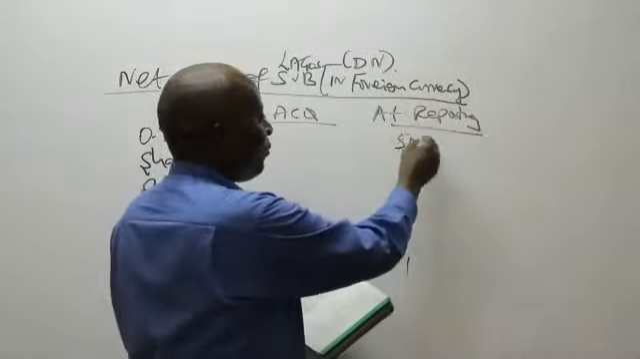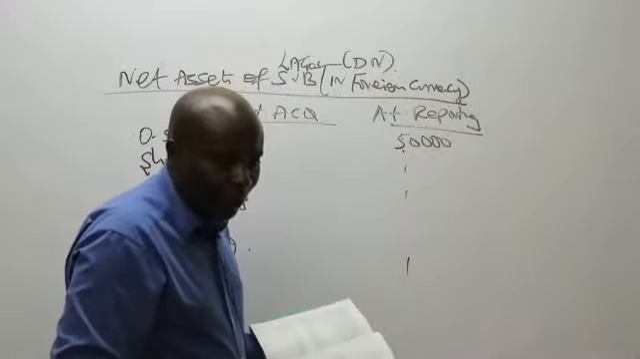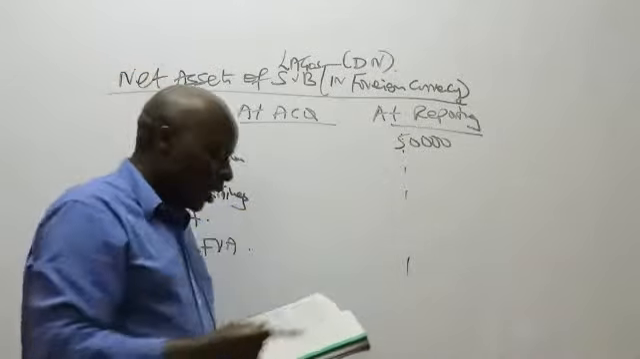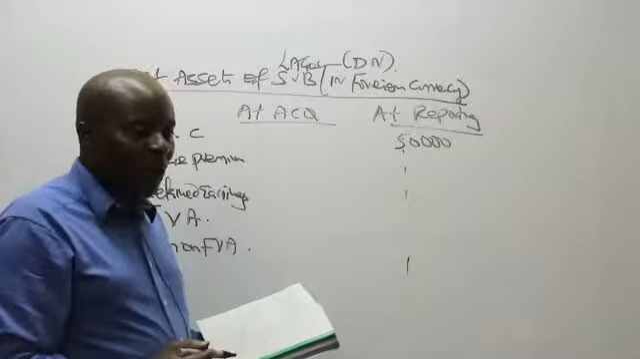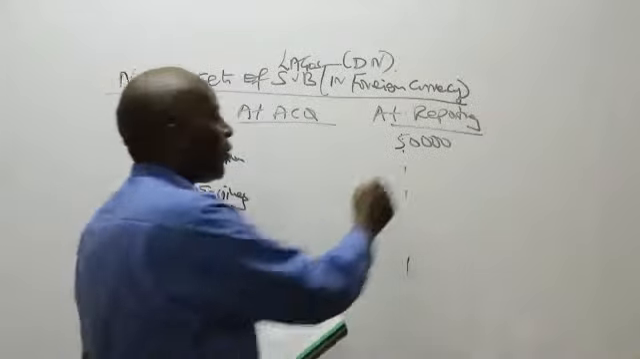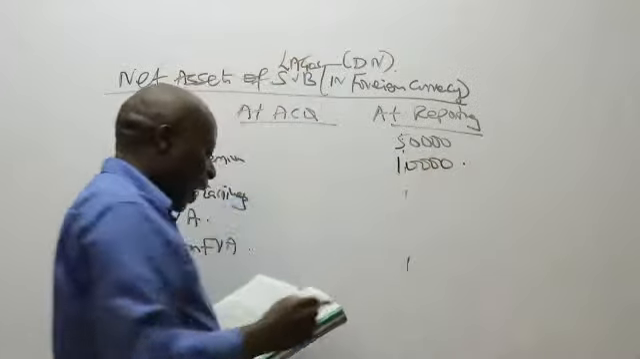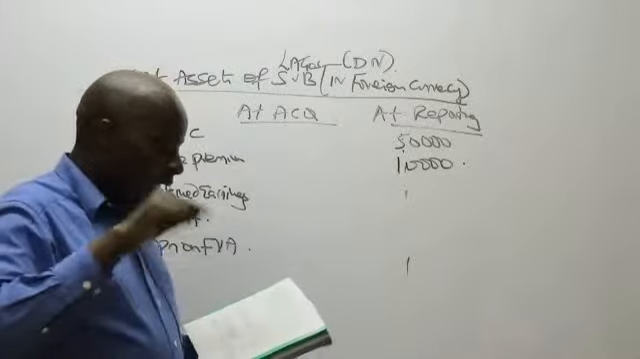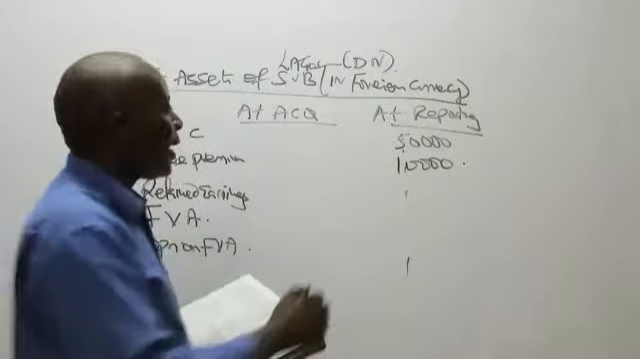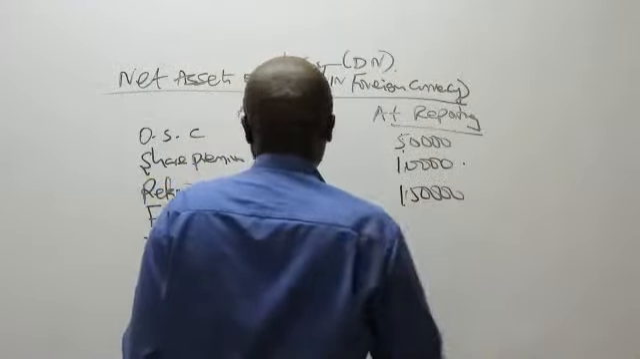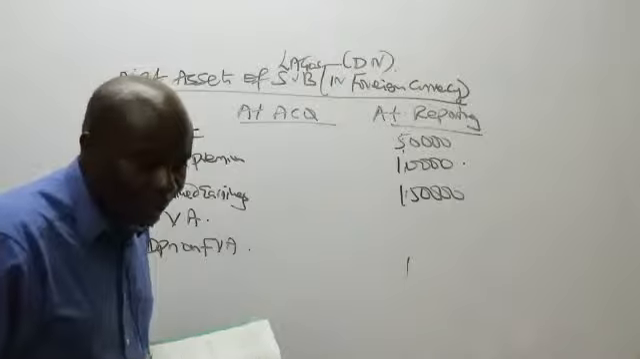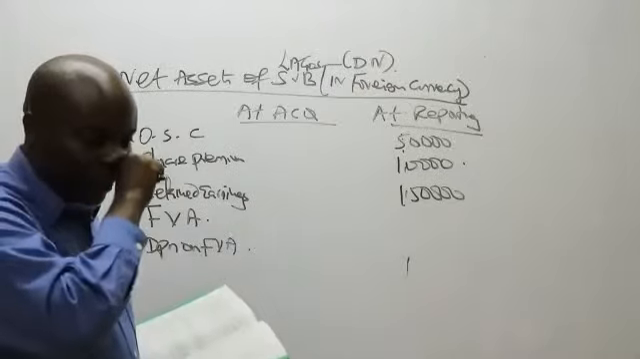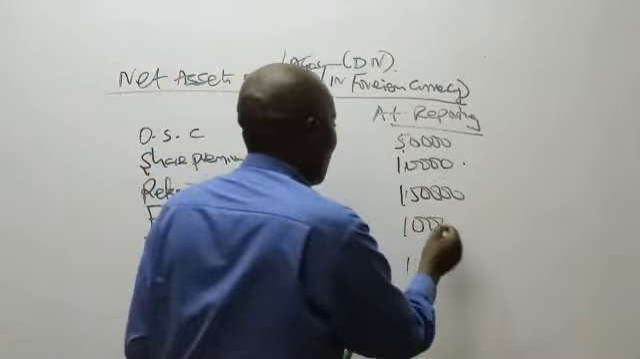Is there anybody who is able to see 50,000? How about share premium? How much are you able to see for share premium for Lagos? Thank you very much, Meshach. 10,000. Very good. Are you able to see the retained earnings for Lagos? 150,000. Are you able to see the fair value adjustment of Lagos assets? What's coming in? 10,000. Thank you very much.